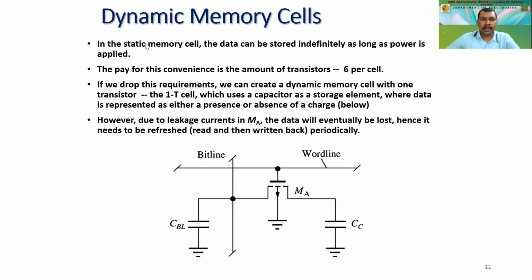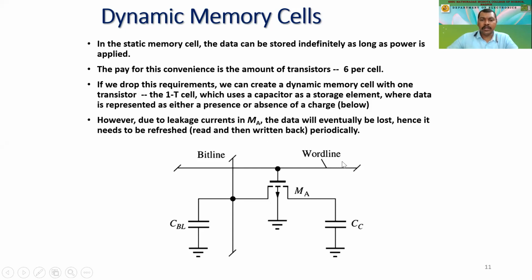Now, let us see the dynamic RAM. In a static RAM memory cell, the data can be stored indefinitely as long as power is applied. But in dynamic RAM, we have to refresh the capacitor. We have to keep on charging it because of the leakage of the capacitor. This is the construction of that dynamic cell, and the price paid for this convenience is the number of transistors, that is 6T. As you know, the 6T cell, that is the static RAM, is very expensive. Why? We are using 6 transistors there, whereas in dynamic RAM we are only using 1 transistor. So the cost automatically decreases for dynamic, right?